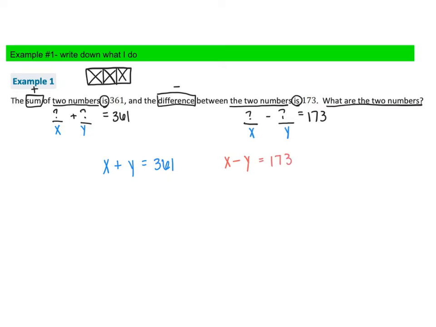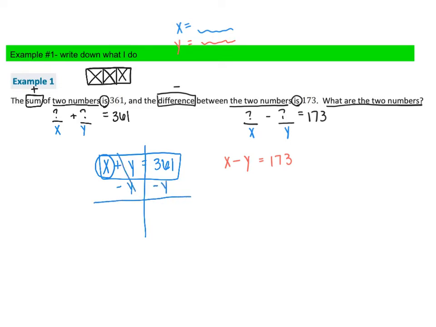I could stack these and do elimination, but this lesson is about substitution, so I'm going to teach you how to do that here. I need one of these equations to say either x equals blank or y equals blank. It doesn't matter which one you choose. I'm just going to do x equals. So I'm going to take this equation and move some things around so that the x is by itself. If I want the x by itself over here, I'm just going to subtract y from both sides.